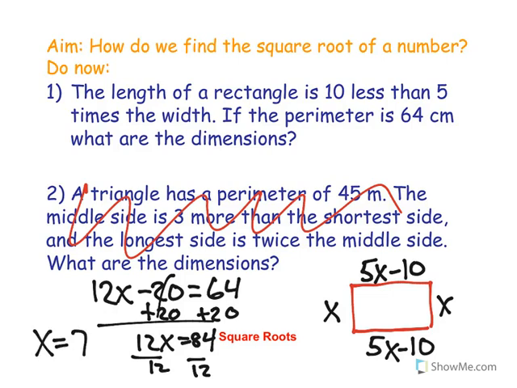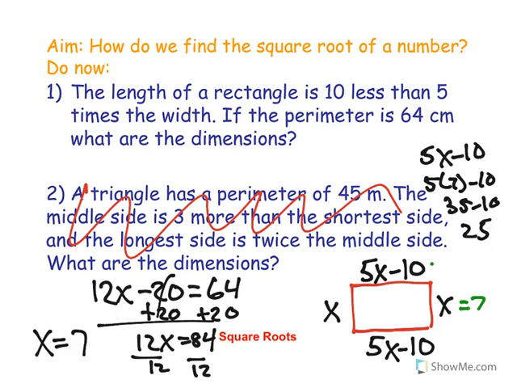So now we have to go back. Well, what's 5x minus 10? Well, it's 5 times 7 minus 10, which is 35 minus 10, which is 25. So my dimensions should be, if x is 7, 5x minus 10 is 25. So if I add up 25 plus 7 plus 25 plus 7, it gives me 64. So let's answer the question. What are the dimensions? It's going to be 7 centimeters by 25 centimeters.